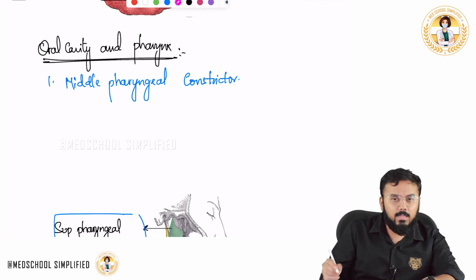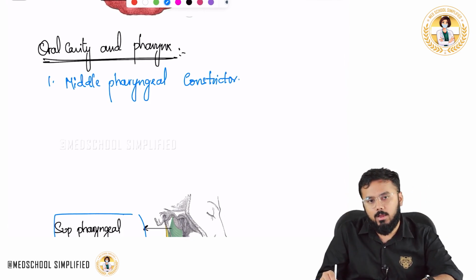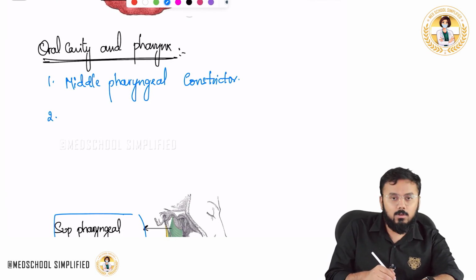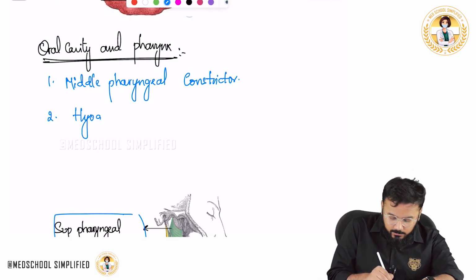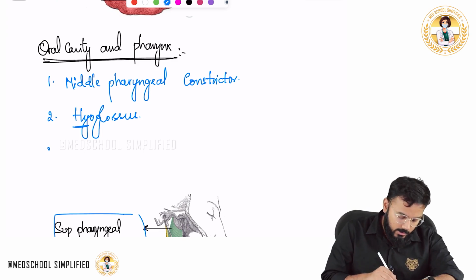So among the oral cavity and pharynx muscles, one is the middle pharyngeal constrictor, which is attached to your hyoid bone. The second important muscle is the hyoglossus muscle. What is hyo? Hyo means hyoid bone; it is also attached to the hyoid bone. The third important muscle is the genioglossus muscle.